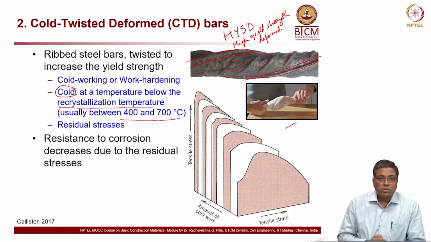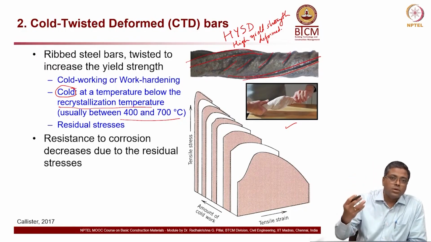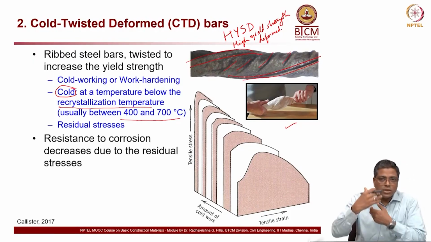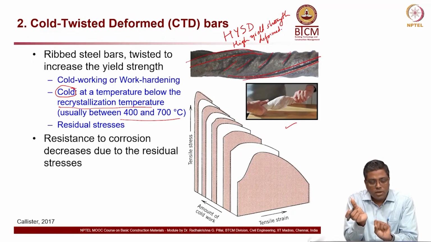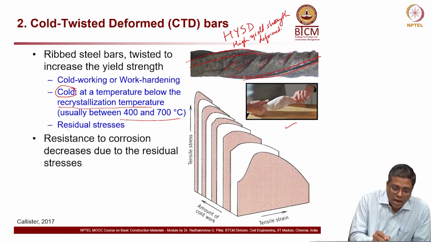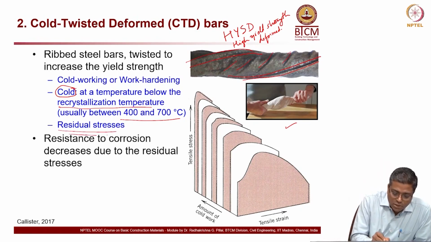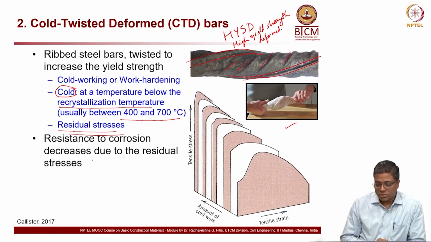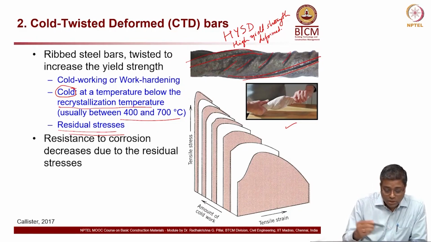So when the molten metal gets cooled, and the temperature reaches this 400 to 700 range, at that time it's colder than the recrystallization temperature. At that temperature the rebar is taken and twisted, and then we get this type of cold twisted deformed bars. The problem with this bar is that there are some residual stresses. Because of these residual stresses, resistance to corrosion also decreases.